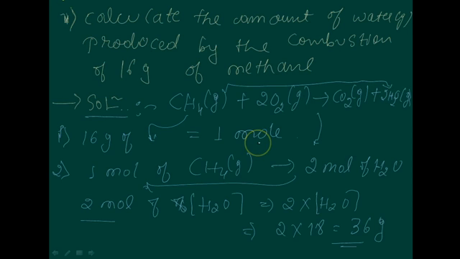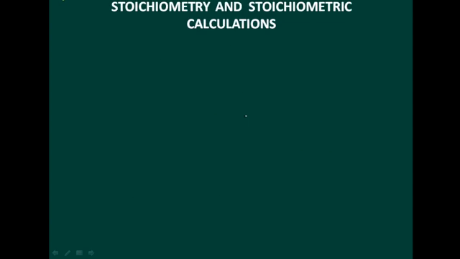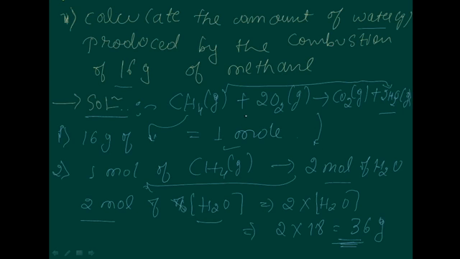So from the first, calculate the amount of water produced by the combustion of 16 gram of methane. So this is considered as 1 mole of methane, which gives 2 mole of water. 2 mole of water means 36 gram, so the final answer is 36 gram of water. Next question. Please note down example 1. Next I will erase it. Then consider another example, please note it down.